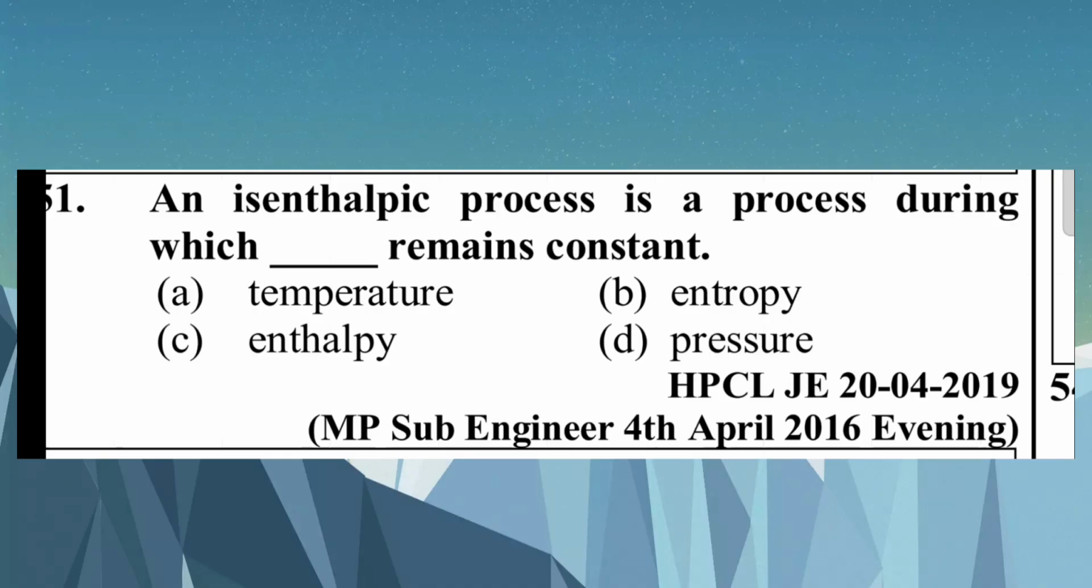Question number 51. An isenthalpic process is a process during which dash remains constant. A temperature, B entropy, C enthalpy, D pressure. अगले क्वेश्चन में ही हुआ था ये, C enthalpy.